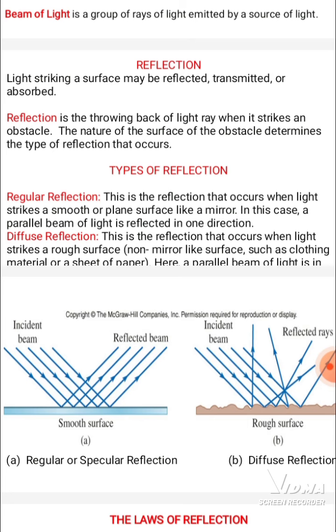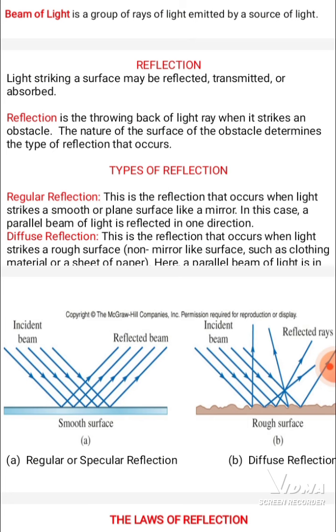Regular reflection occurs when light strikes a smooth, plane surface, like a mirror. In this case, the beam is reflected in one direction. Unlike in the case of diffuse reflection, when light strikes a rough surface or a non-mirror-like surface, such as a clothing material or a sheet of paper, the beam is reflected in different directions.